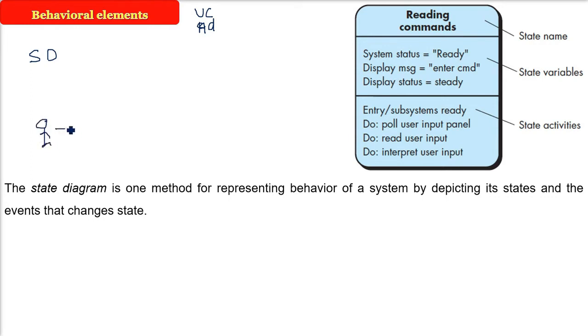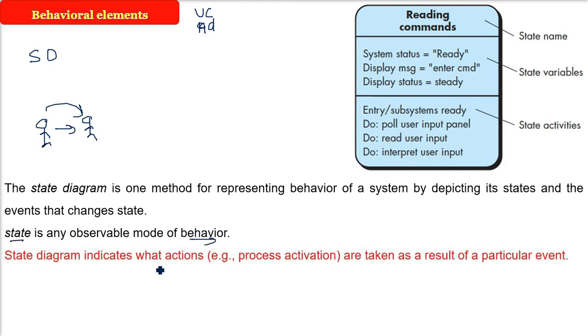Sometimes you are standing, sometimes you are running, sometimes you are sleeping. It is your state. So state is the observable mode of behavior for the particular use case we are talking about, for the particular scenario we are talking about. State indicates what actions are taken as a result of a particular event. If the user does something, what actions need to be taken?